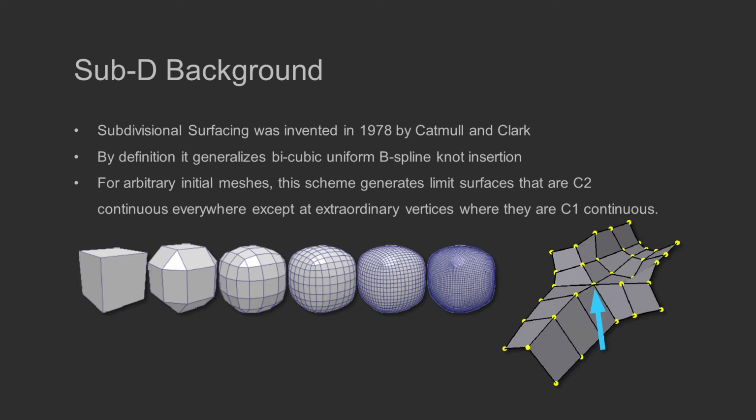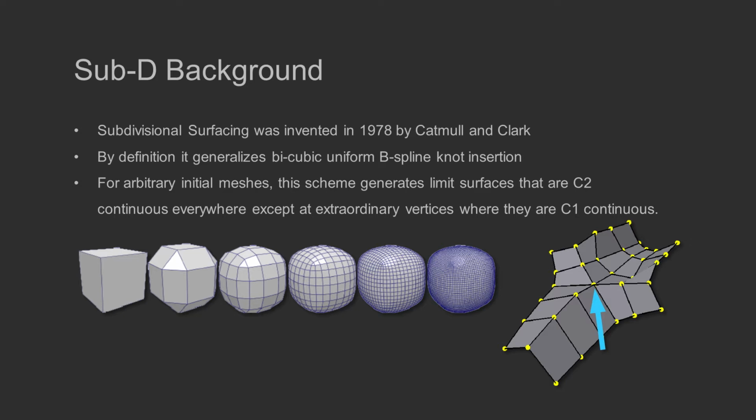Another definition for it would be that it creates initial arbitrary meshes, and then its scheme is to make all those meshes continuous, or C2. And it can do that rather faithfully, except for where there's extraordinary vertices. And I pointed to one here with the blue arrow, and that would be any vertex that's shared by more than 4 faces, as it is here.